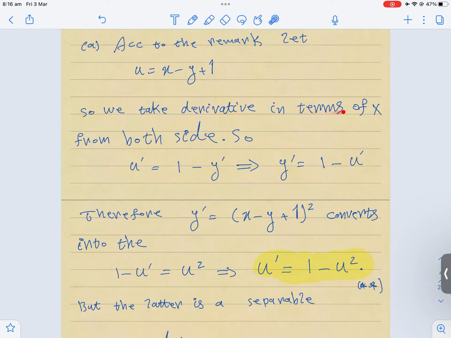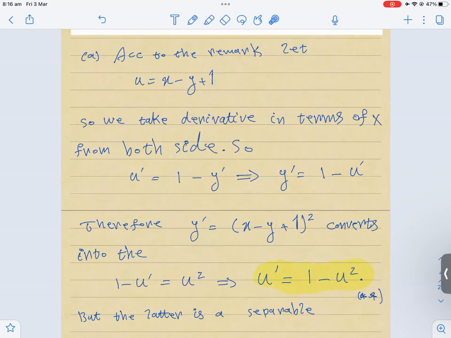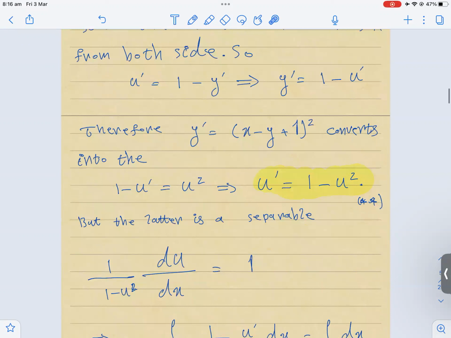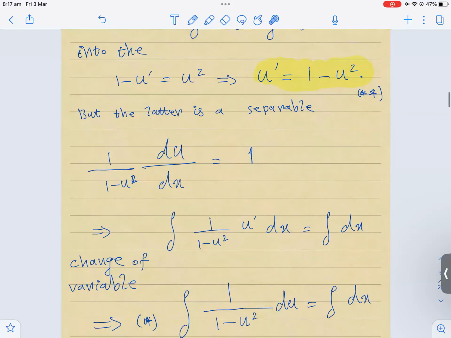So we take the derivative in terms of x from both sides of this one. So it will be u prime equal to 1 minus y prime, which I have written here. Rearranging tells me that y prime equals 1 minus u prime. Therefore, if I substitute in the original ODE, 1 minus u prime equals u squared. So u prime, the yellow color, will be 1 minus u squared, which is what type of equation? It is separable.